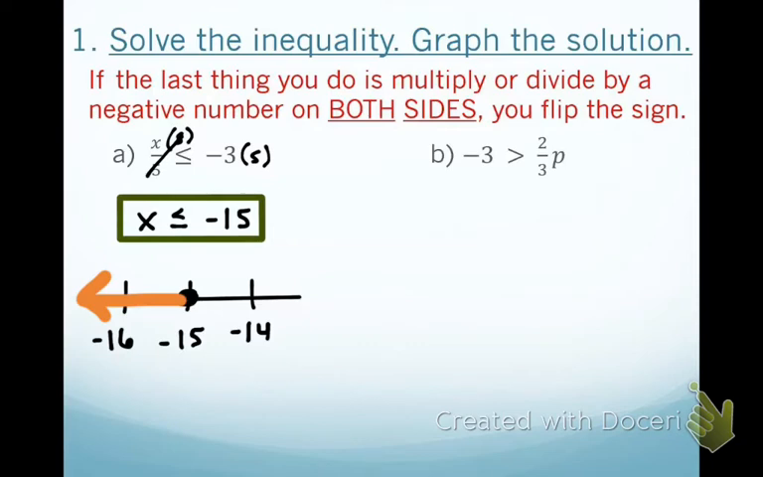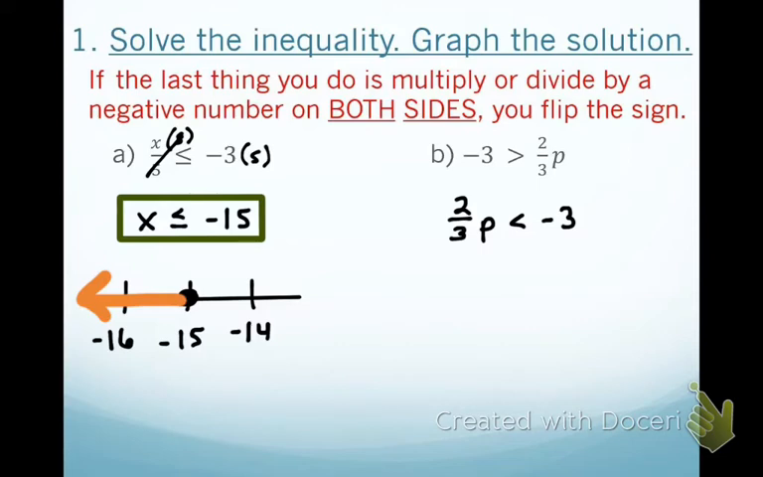There's something wrong with problem B. What's wrong with it? It's backwards, okay? So the variable is on the right-hand side. Instead, we're going to flip the entire problem. 2/3 P is, what will my new sign say? Less than negative 3. Remember, all we did is we just flipped the whole problem. We turned it around backwards.